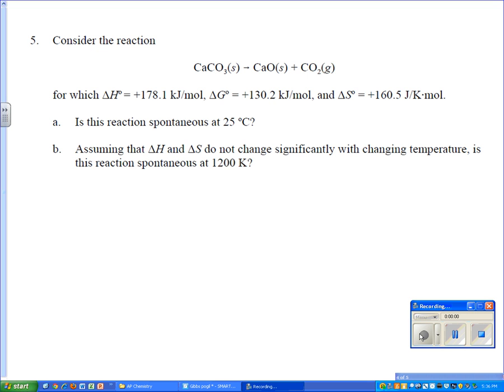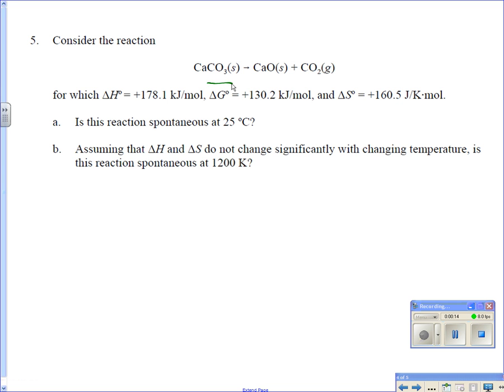It's a rather simple problem in that it gives you a lot of information already. To start with, it asks, is this reaction spontaneous or thermodynamically favored at 25 Celsius? And that's where the information is given. When we take a look, all we need to look at is delta G. It tells me that delta G is positive. So if delta G is positive, what do we know? We know that it is not favored. It is not thermodynamically favorable, so it's not spontaneous.